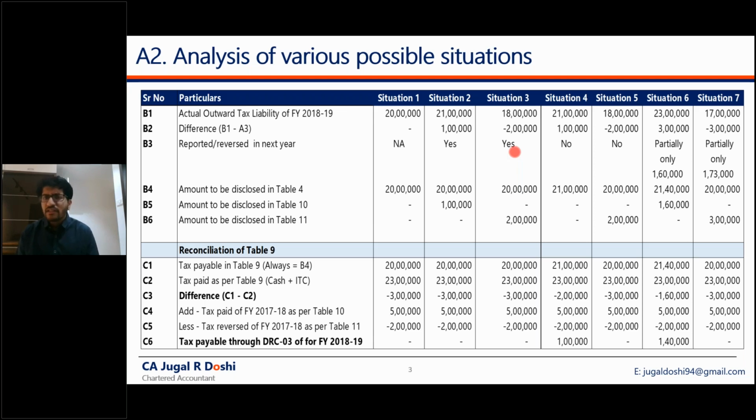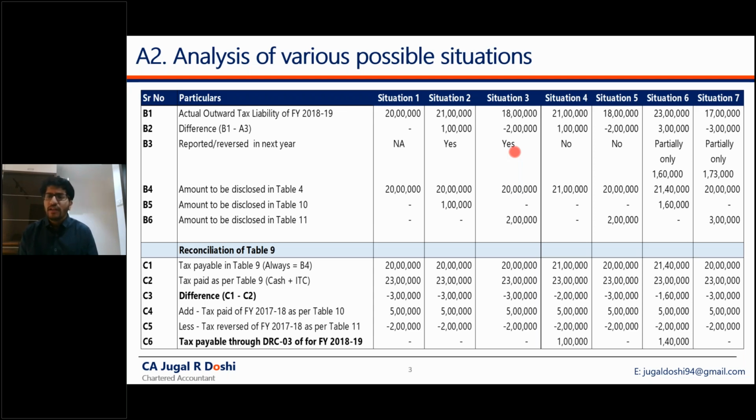Now, in this case, situation 3, I have already reversed rupees 2 lakhs through FY 19-20 3B. Hence, rupees 2 lakhs will be disclosed in table 11, and I will disclose rupees 20 lakhs as per table 4. Our aim is that the summation of table 4 plus table 10 minus table 11 should always be equal to my actual outward tax liability for FY 18-19. That is the thumb rule we follow. So in situation 3, it is 20 lakhs minus 2 lakhs, that is 18 lakhs.